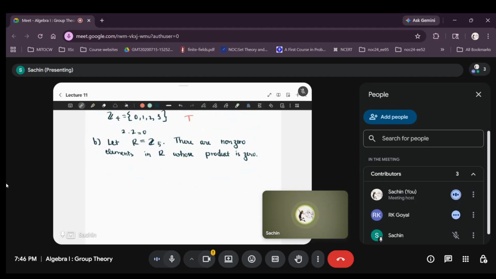This can actually be shown for any ring, any field. So Z5 is a field, right? All the non-zero numbers have multiplicative inverses. So this property can be shown for any field, and rings which have this property are called integral domains. So all fields are integral domains, but all integral domains need not be fields.